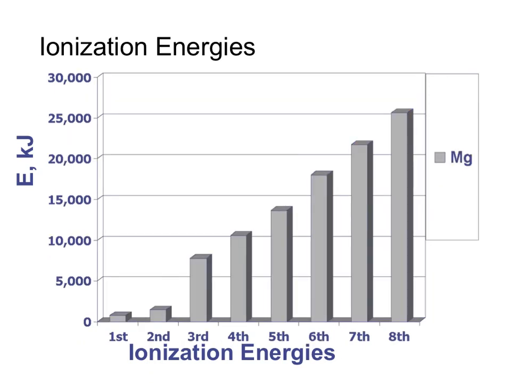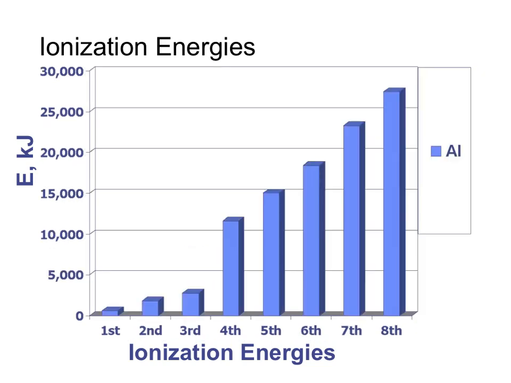Magnesium. Fairly easy in relative terms to remove the first and the second electrons, but then we achieve the configuration of a noble gas, and so it will take a lot more energy in order to remove the third. And the same with aluminum. We can remove 1, 2, and 3 fairly easily, but at that point we've achieved the configuration of a noble gas, and so it would take a lot more energy to remove the fourth.